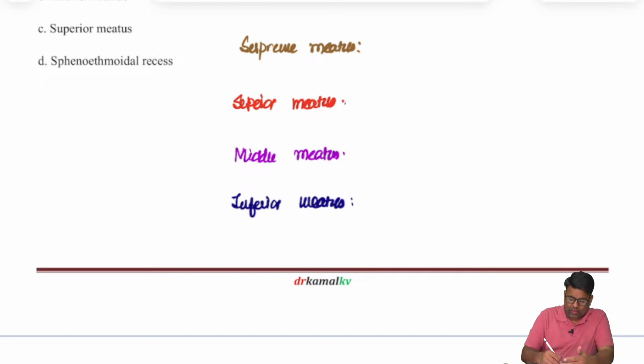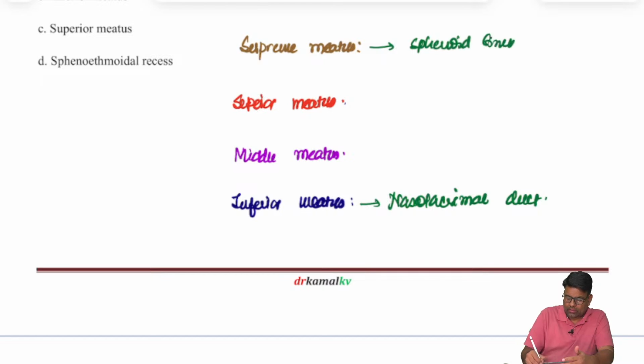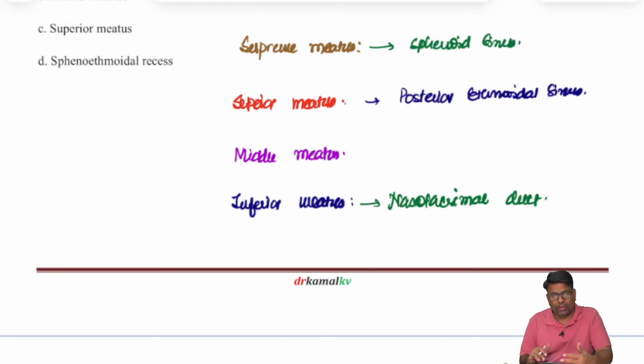The easiest of all is the inferior meatus, where there is the opening of the nasolacrimal duct. In the supreme meatus, there is the opening of the sphenoid sinus. Okay. In the superior meatus, there is the opening of the posterior ethmoidal sinus. And now the remaining all, frontal, anterior ethmoidal, maxillary, they all open into the middle meatus, right?